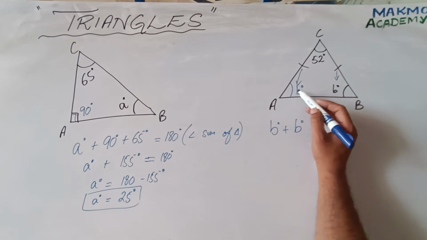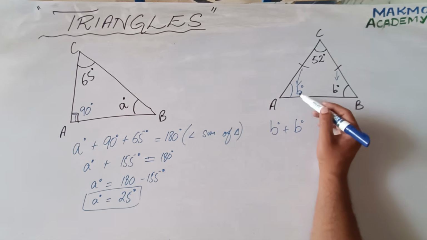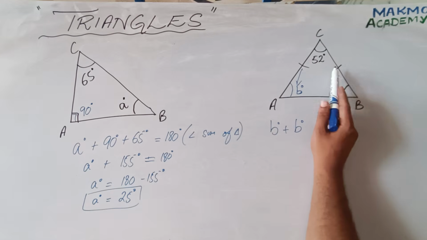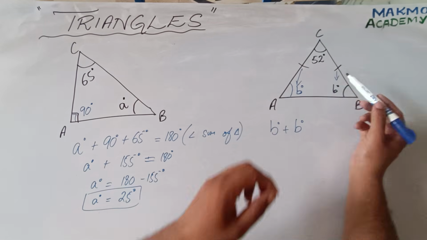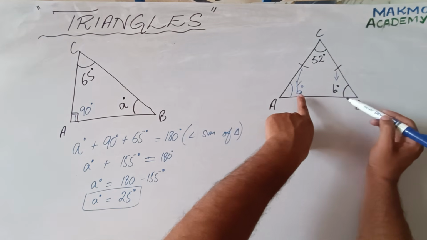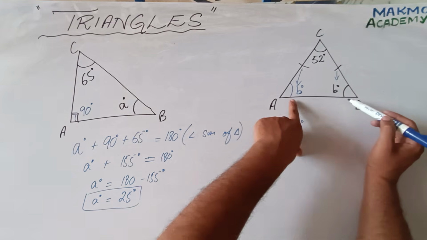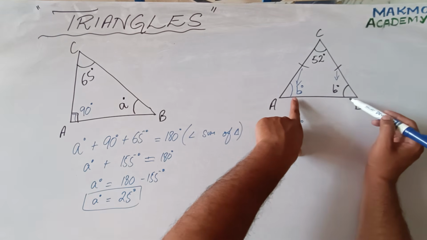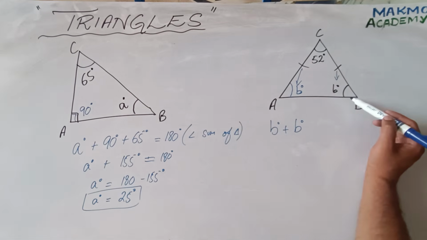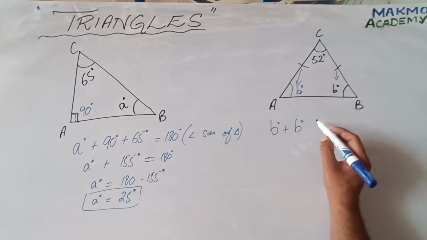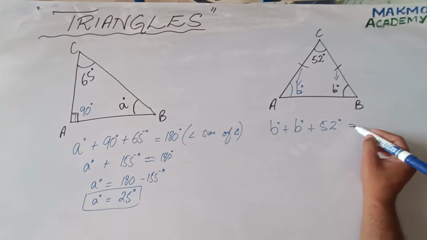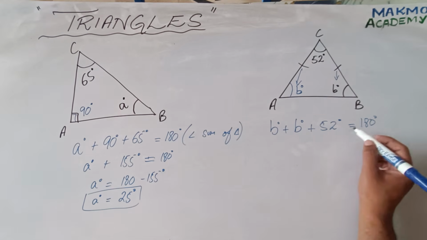This angle was not given and not asked to find out, but we have to mention that according to the property of an isosceles triangle, the angles beneath the equal sides are called the base angles of the isosceles triangle, and the size of these two angles would always be equal to each other. And this is the unequal angle which is given in this problem. So B plus B plus 52 is equal to 180.